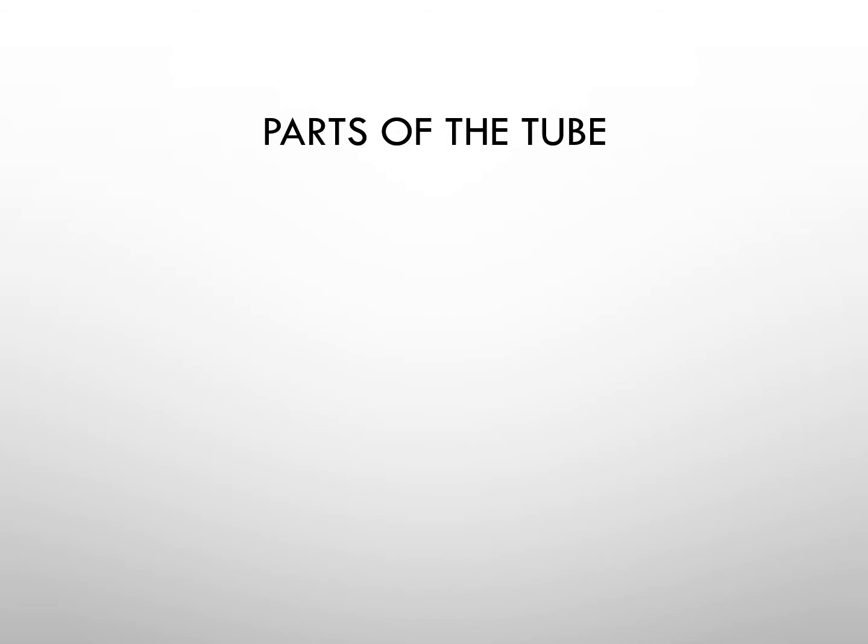To begin, let's start by naming the various components of the X-ray tube. First, we have the cathode or filament. This is a thin tungsten wire shaped in a coil. In the X-ray tube, this is the source of electrons that are used to produce X-rays.